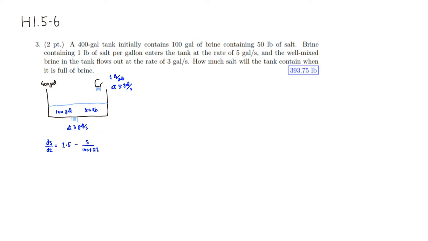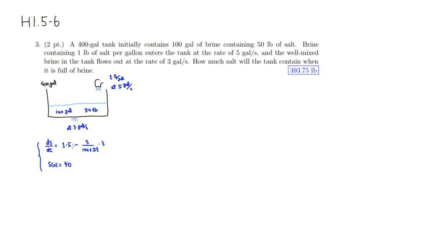So we put 100 plus 2t, and that will be the concentration. Then it's draining at the rate of 3 gallons per second, so multiply by 3. Then we have an initial value condition, which is easy to find: since you start out with 50 pounds of salt, S of 0 is equal to 50.